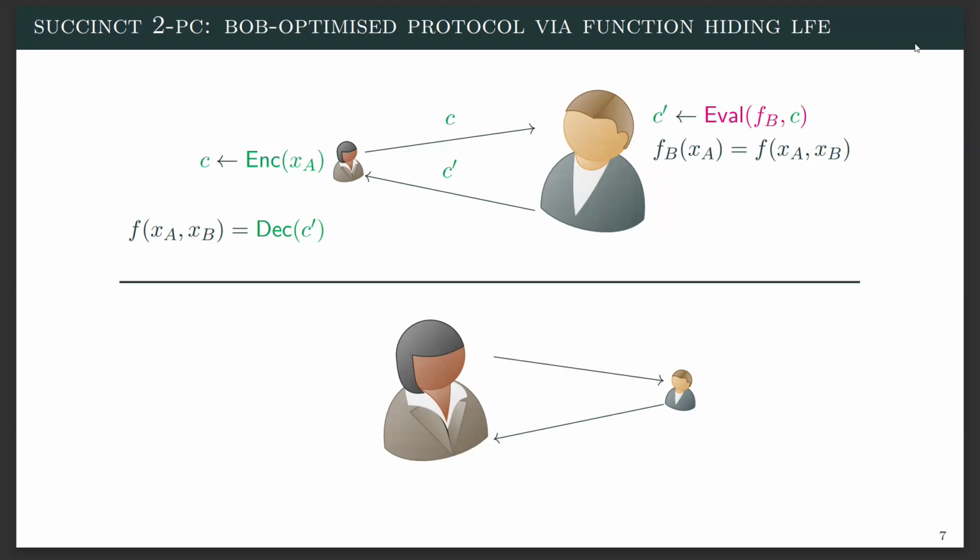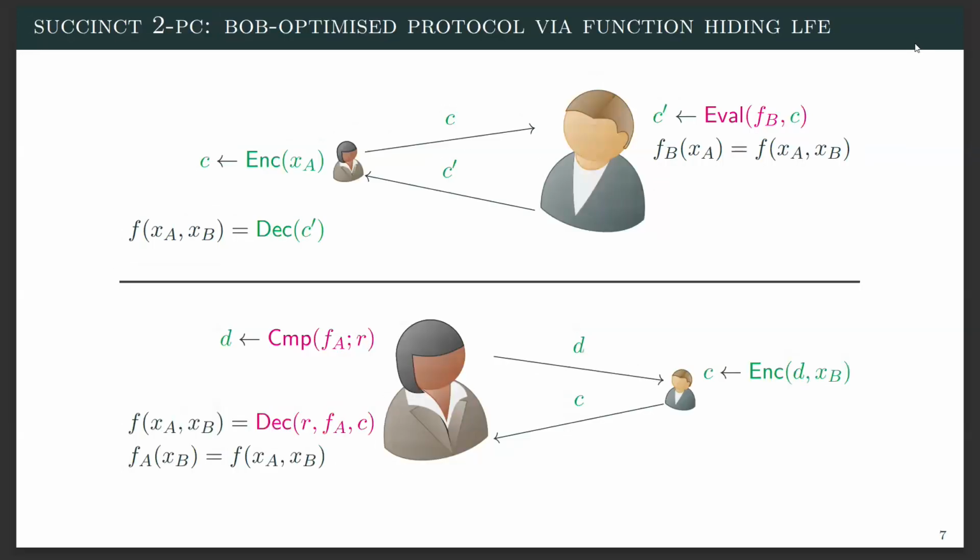That's why Alice is big here and Bob's small. It works as follows. Alice compresses the function fa into this digest and sends it to Bob, who then encrypts his input xb, and at the end of it, Alice learns f of xa, xb. Here the expensive stuff is, again, the compression and the decryption. So that's why it's the Bob optimized version.